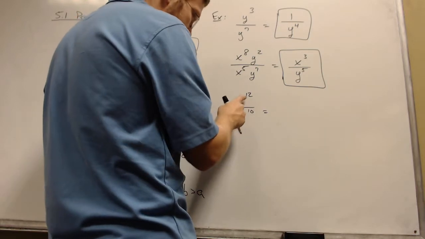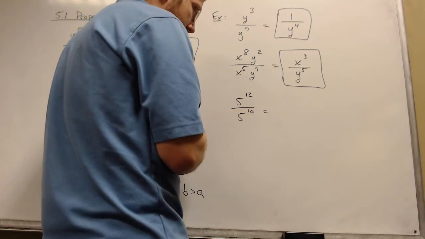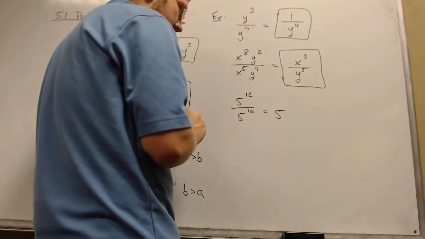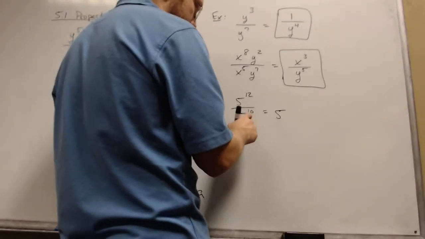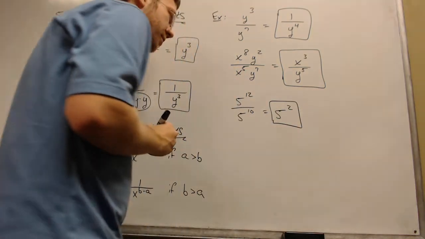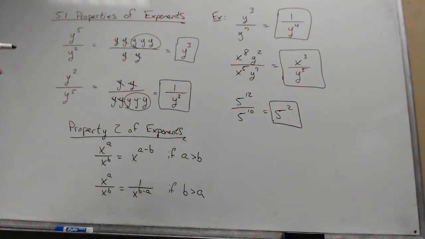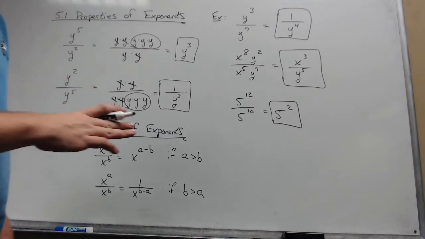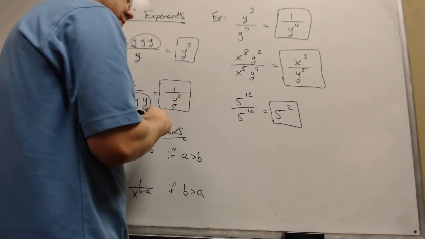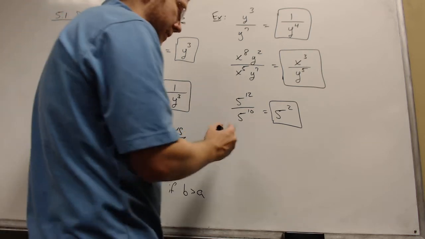So if I have 5 to the 12th and 5 to the 10th, the 5 is going to stay. It's just how many powers of 5 do I have left over? 12 minus 10, I have 2 left over. So you do have to be careful in recognizing a number. It could very well be a base, or it could be a coefficient. If it's a coefficient, we treat it normally.